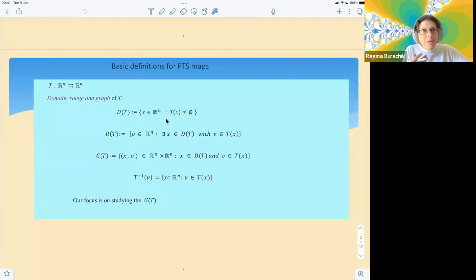And it's very interesting for us to look at the graph of T, because all the variational problems that are of interest happen in this set, the graph of T. So when we want to find the zero of T, or when you want to solve an optimality condition, you want to solve a very particular pair in the graph of the operator.